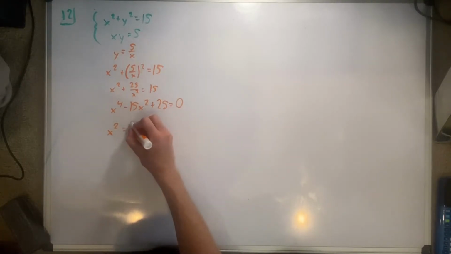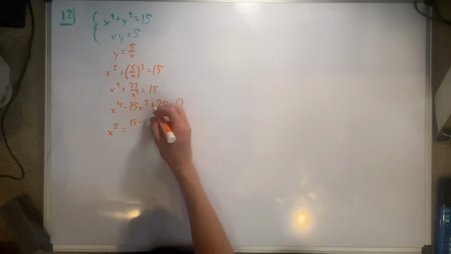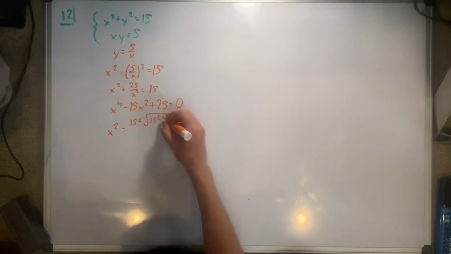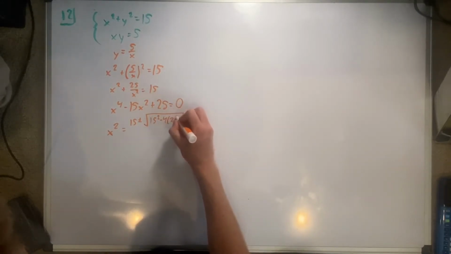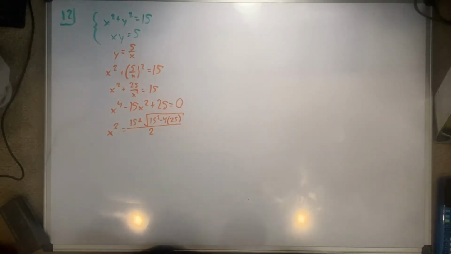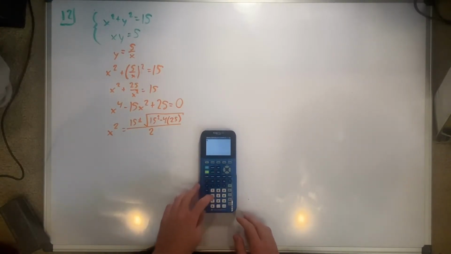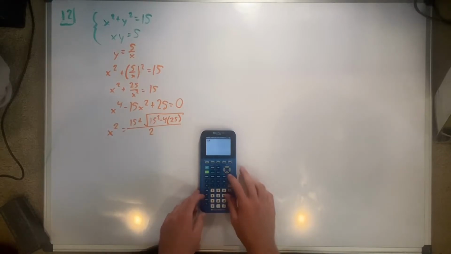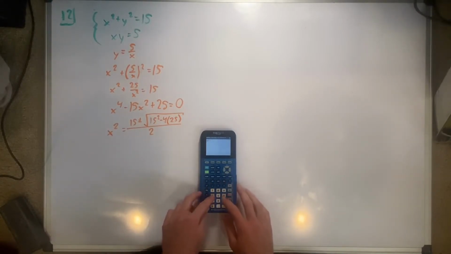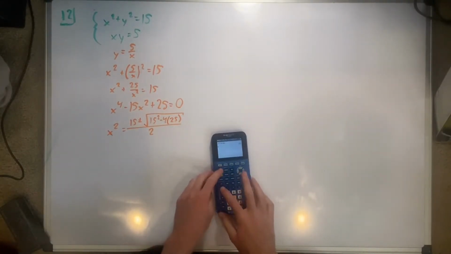So x squared is equal to 15 plus or minus the square root of 15 squared minus 4 times 25, all over 2. So let's plug this into our calculator. First of all, let's just see if this square root is a perfect square. 125. Perfect. That is a perfect square.